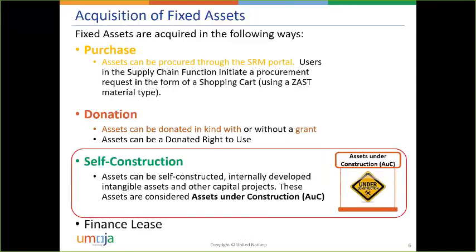And then within this context of fixed assets, there are different ways for the UN to acquire assets. The reason why you are sitting here for this VC is that one of these ways is what we call self-construction. So the UN can build assets, right? We can have a construction project to build assets. When we are building an asset, it is what we call an asset under construction. So there are assets that are internally constructed or developed, and they are considered assets under construction. In the future, you may see the acronym AUC, which stands for assets under construction.